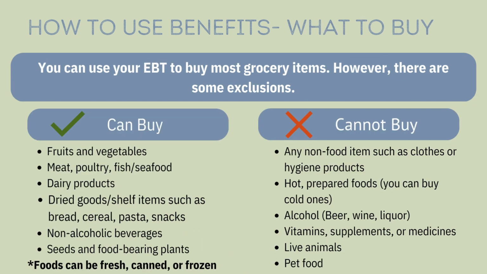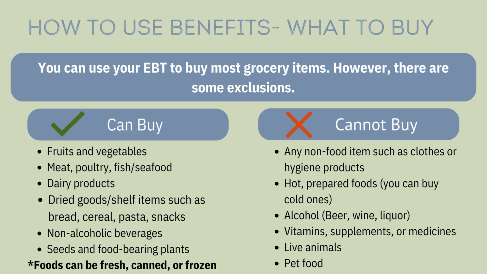So now we're going to go over what you can and cannot buy. You can use your EBT to buy most grocery items, but there are a few exclusions. So I have a can buy list here and a cannot buy list. The can buy list includes fruits and vegetables, meat, poultry, fish, seafood, dairy products, dried goods and shelf items such as bread, cereal, pasta, and snacks, non-alcoholic beverages such as orange juice, any other juices, anything that doesn't contain alcohol, seeds and food-bearing plants.